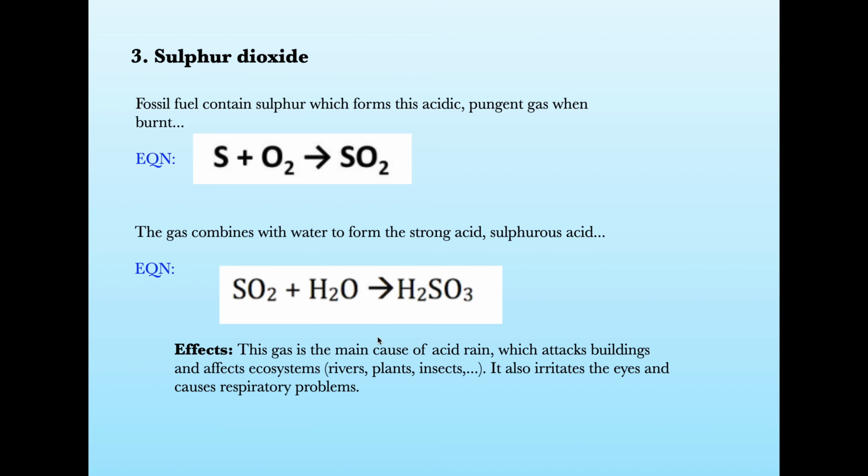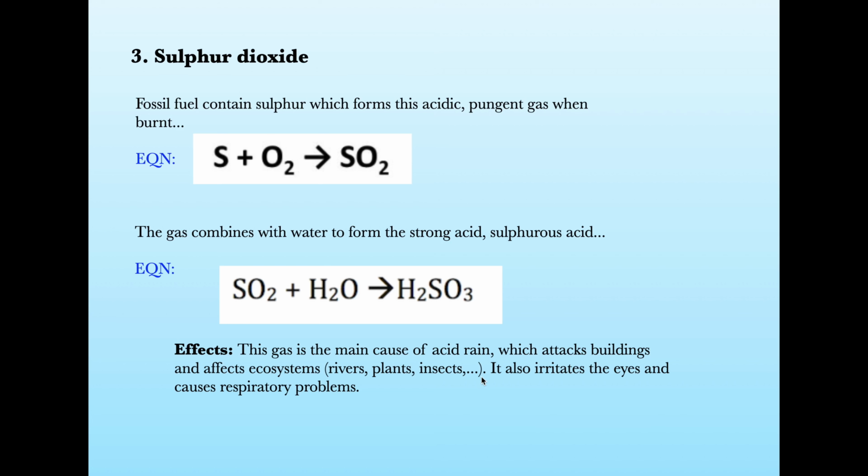Sulfur dioxide, and then sulfurous acid, is the main cause of acid rain. And it attacks buildings and ecosystems. It changes the pH in rivers. Plants and insects get affected by it. It also irritates the eyes and causes respiratory problems.